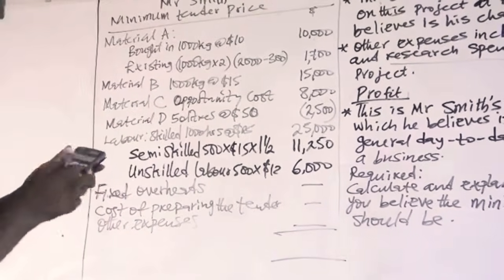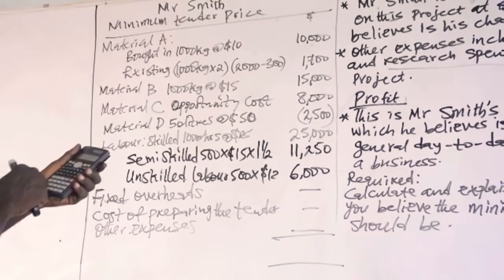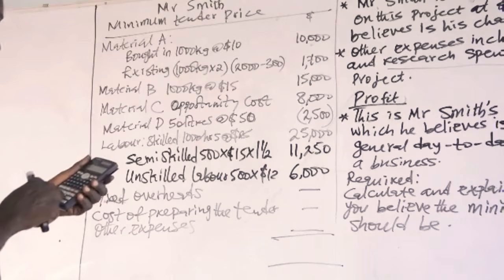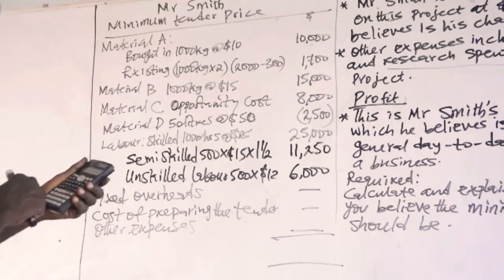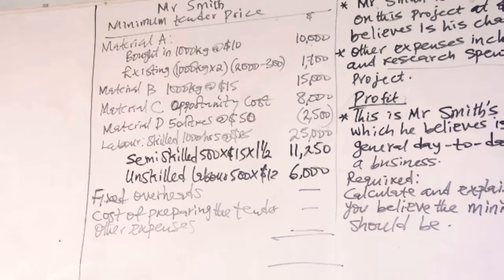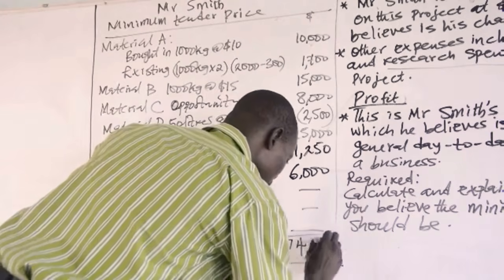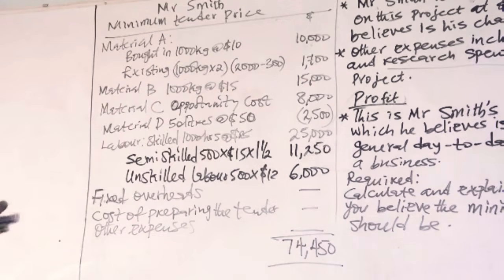So when you sum it up, you get the minimum acceptable price. The total will be 74,450. That is the minimum price. So that is for a one-off contract.